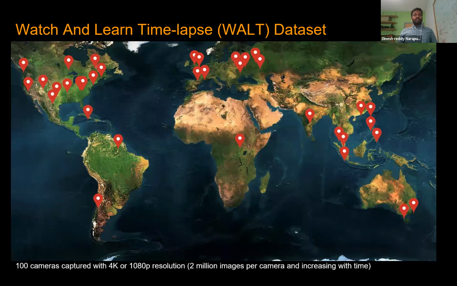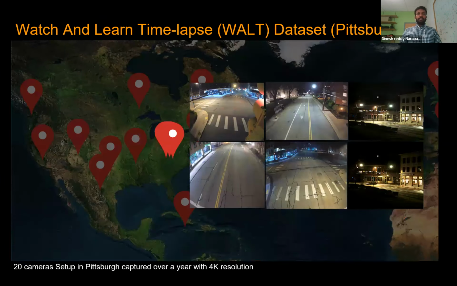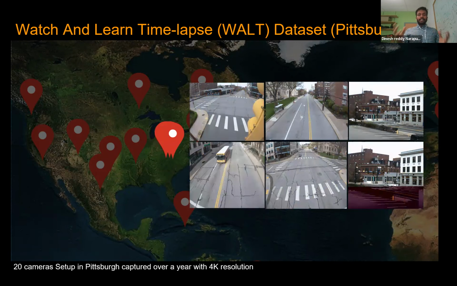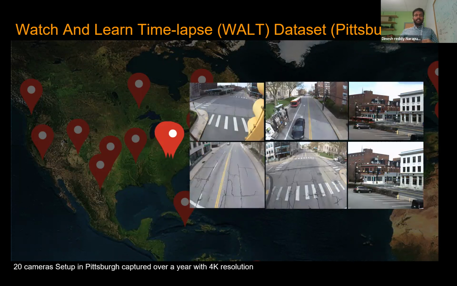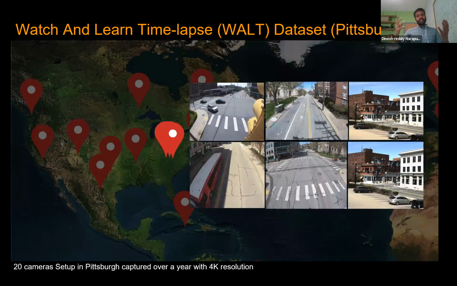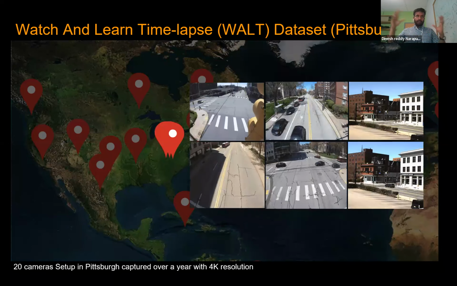To do this, what did we do? We created this large dataset where we captured 100 videos with 4K and 1080p resolution cameras across different cities, and we have been capturing for a long period of time. I'll show you one example. We captured 20 high resolution cameras in Pittsburgh, where data is captured in 3-second bursts at 30 FPS every few minutes. This stores nearly 5,000 images per day for a year.